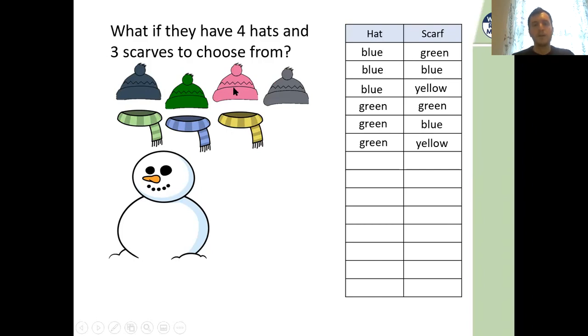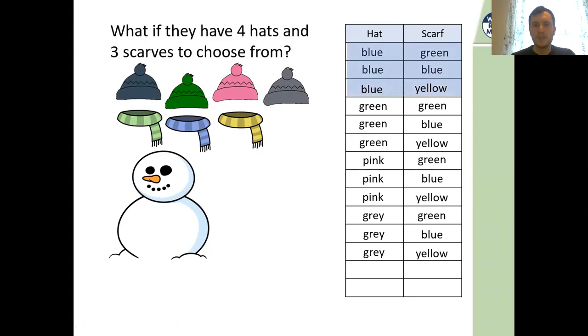Now onto my pink hat. Pink hat, green scarf, pink hat, blue scarf, pink hat, yellow scarf. Pink with green, pink with blue, pink with yellow. And lastly, I've got this greyish hat here. So I can do grey with green, grey with blue, grey with yellow. How many are there in total?